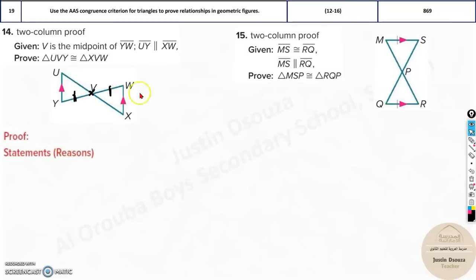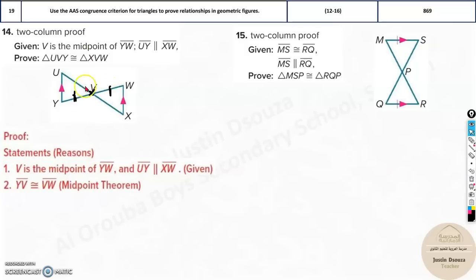Now let's see what is given. They have told UY is parallel to XW. That means we can use alternate interior angles. So from the midpoint theorem, this is the midpoint. So we can use the midpoint theorem and we can tell these are congruent.